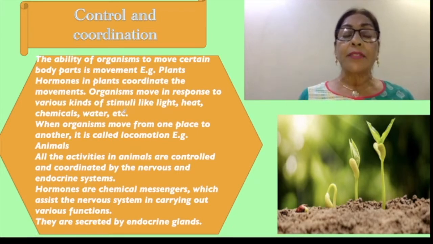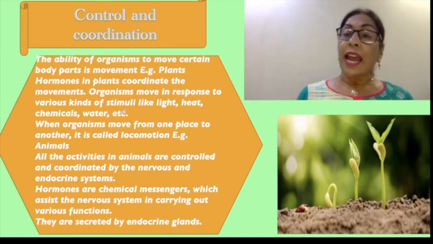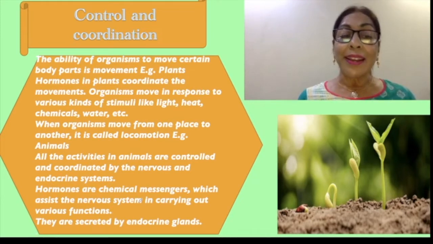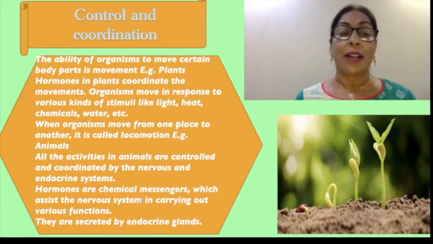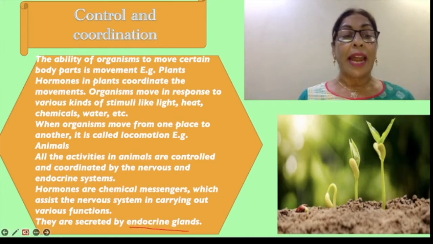All the activities in animals are controlled and coordinated by the nervous and endocrine system. Hormones are chemical messengers which assist the nervous system in carrying out various functions. What kind of various functions? Like digestion, respiration, excretion, etc. And these hormones are secreted by the endocrine glands.